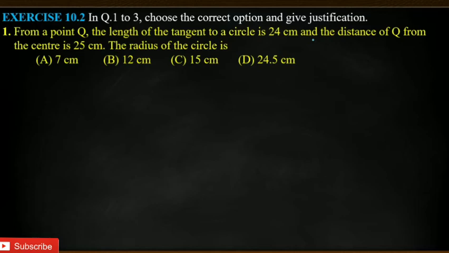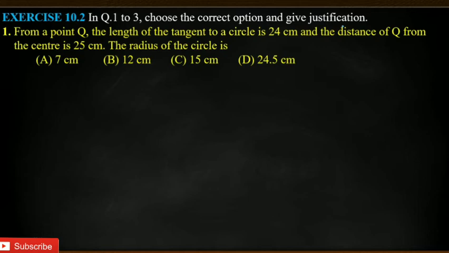Next, exercise 10.2. Let's see what they have given, one by one. First, they have given one clue: in questions 1 to 3, choose the correct option and give justification. Justification means you have to give a correct explanation or a proper proof. Let me go one by one.